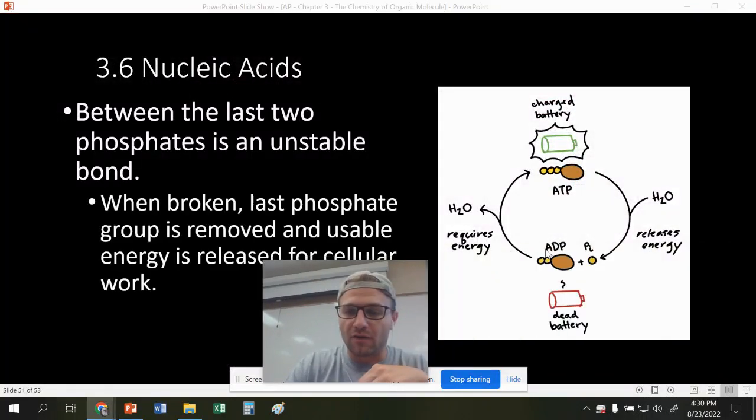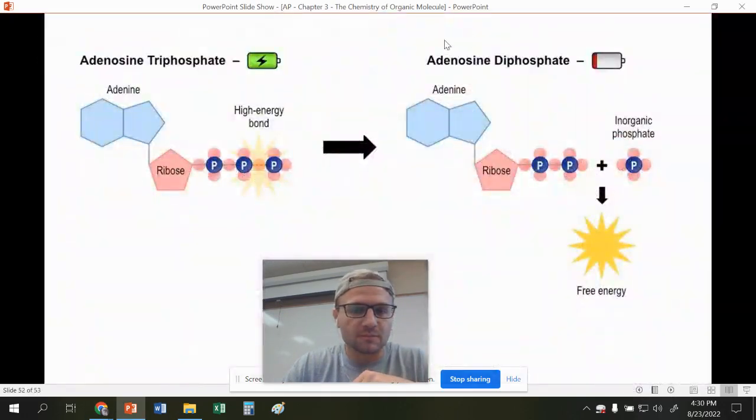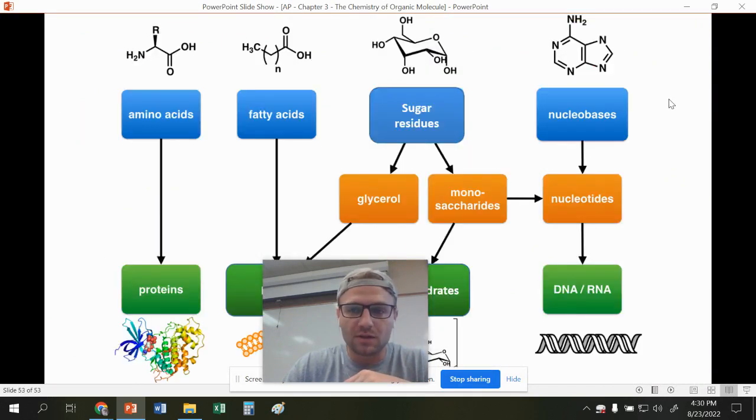So if we look here, we have our ADP molecule. That's like our dead battery. It has no energy, has no juice, has no electricity. It's just not energized. Our ATP molecule has a lot of potential energy and will be like our charged battery. Here's that example, showing you that high energy bond between the 2nd and 3rd phosphate group. And I think this is going to end the chapter for today.